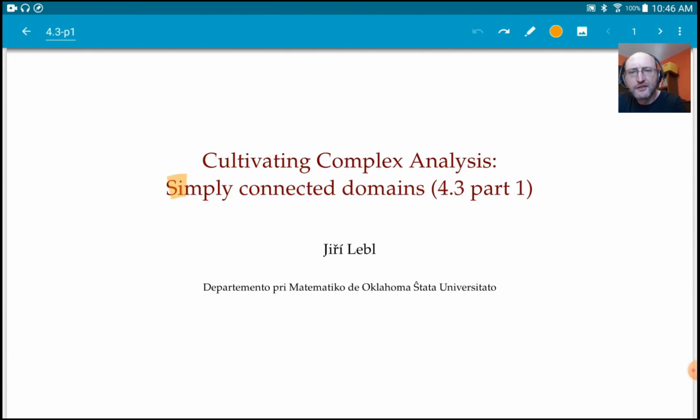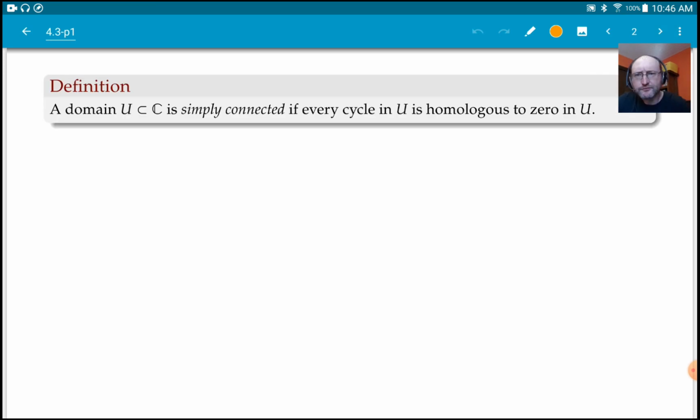So we're gonna start talking about simply connected domains. It's section 4.3 in the book, and we're gonna cover the first half of it today. So what are we talking about? We're talking about simply connected domains.